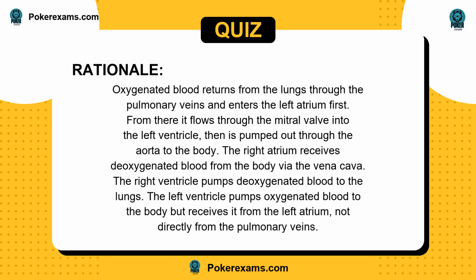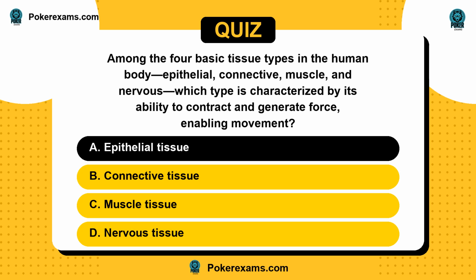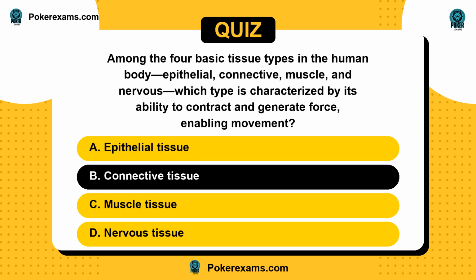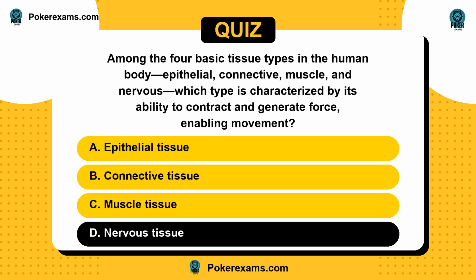Next question. Among the 4 basic tissue types in the human body, epithelial, connective, muscle, and nervous, which type is characterized by its ability to contract and generate force, enabling movement? Is it A, epithelial tissue, or B, connective tissue, C, muscle tissue, or D, nervous tissue?